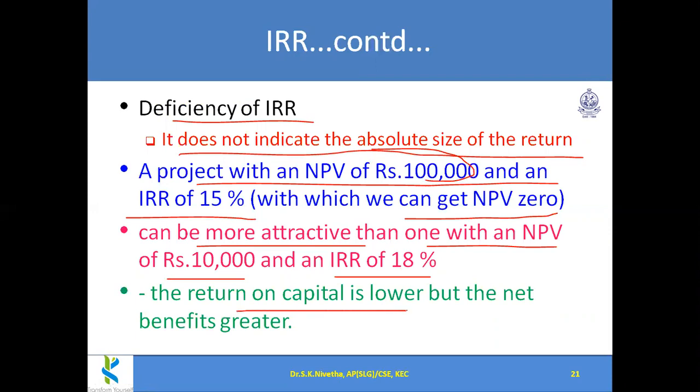So the return on capital is lower, but the net benefits are greater for the customers. Here only 15%, but 15% on 1 lakh. So that sort of benefit is higher, worthy when compared to the second case.